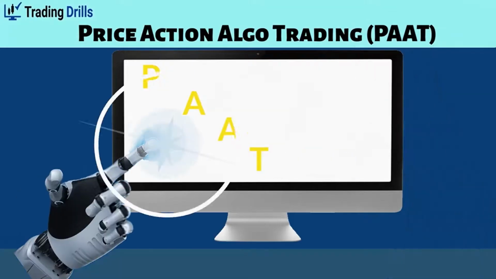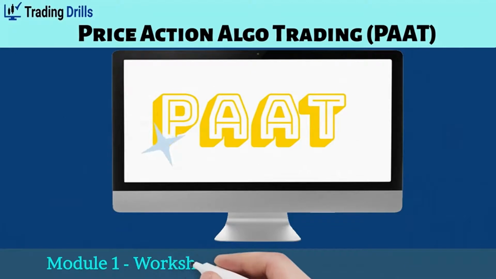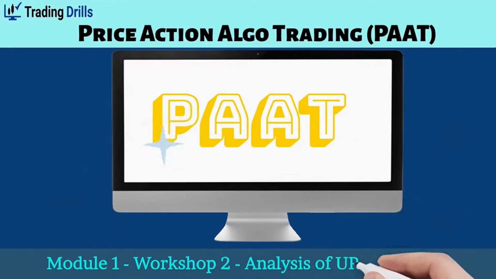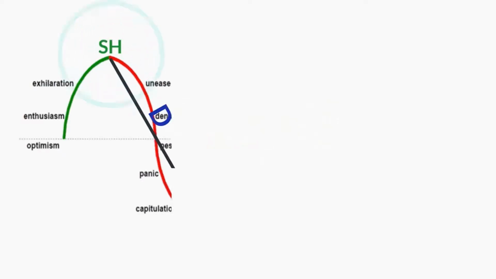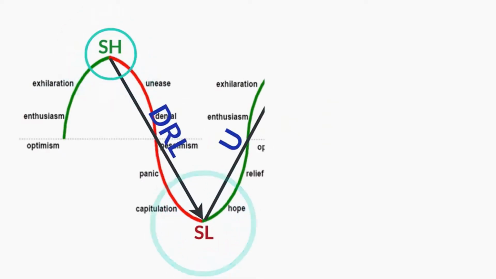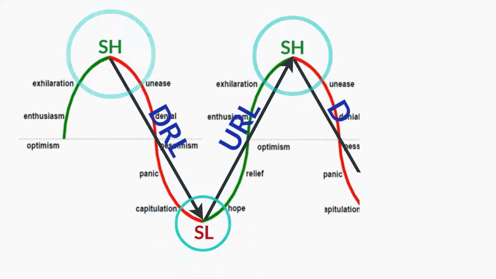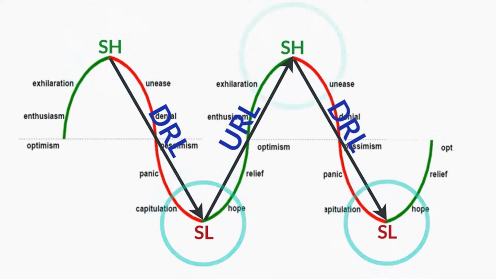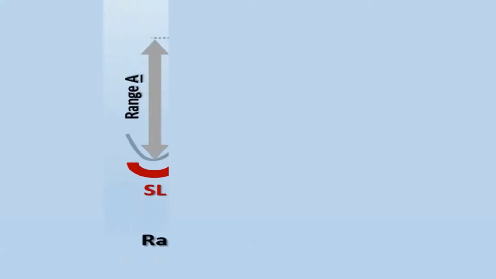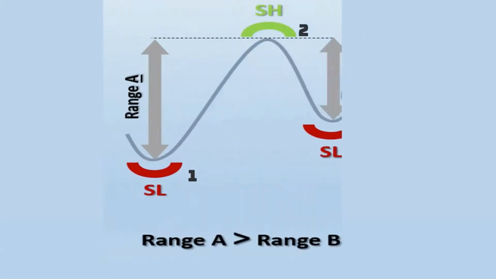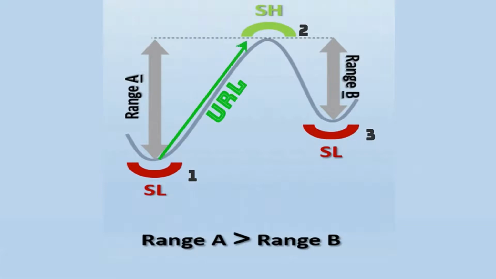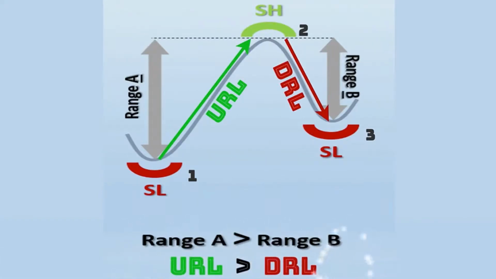In this lesson of Module 1, Workshop 2, we will discuss the comparative analysis of URL and DRL. As mentioned earlier, a financial instrument's price constantly bounces between swing high and swing low turning points, creating various upward and downward ranges. A price action analyst can use 3 consecutive turning points and compare 2 ranges to gain significant insight into the buying and selling pressure of the major market participants.